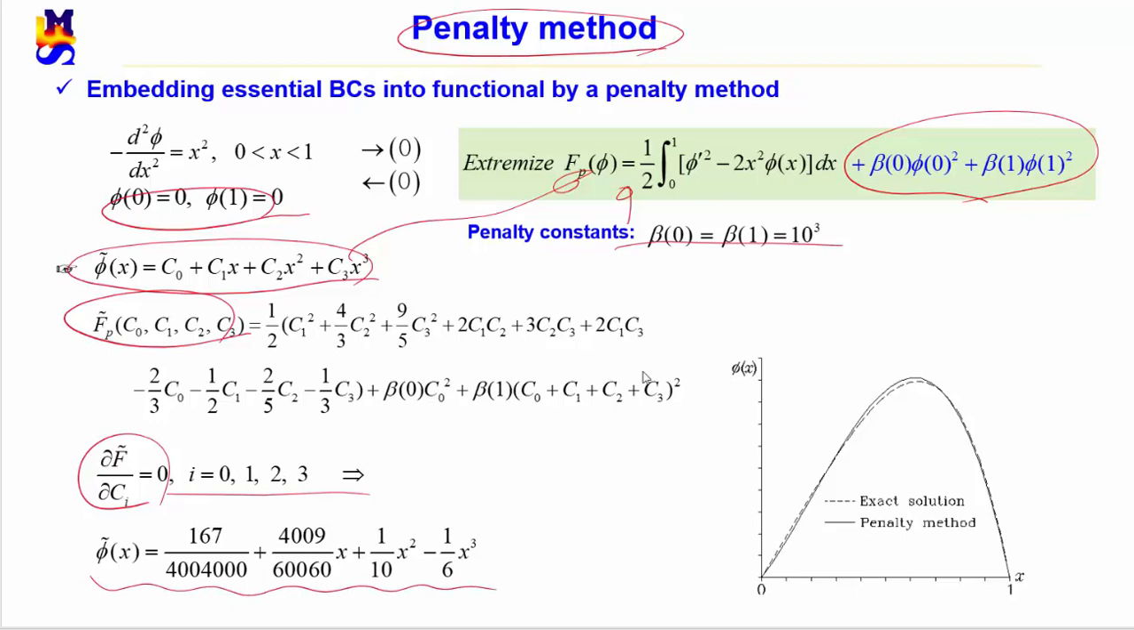This figure compares the approximate solution with the exact solution. You can see that the approximate solution is very similar to the Ritz or Galerkin approximation, even though it does not meet the essential boundary conditions, because of this term at the left end, for example.